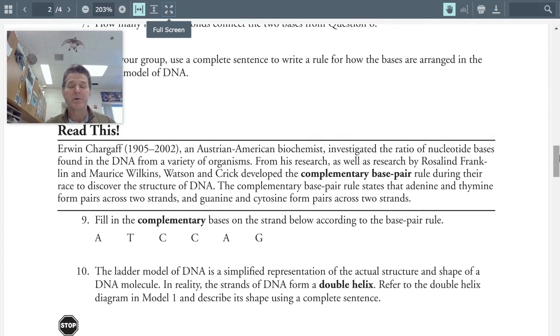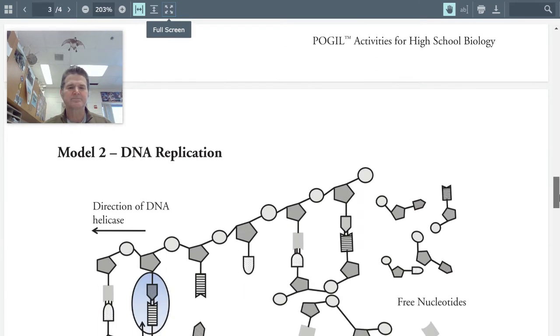The complementary base pair rule states that adenine and thymine form pairs across 2 strands, and guanine and cytosine form pairs across 2 strands. Fill in the complementary bases on the strands below according to the base pair rule. So they just want you to write underneath here what pairs up with A, what pairs up with T, C, A, and G. All right, go ahead and answer the rest of the questions there.